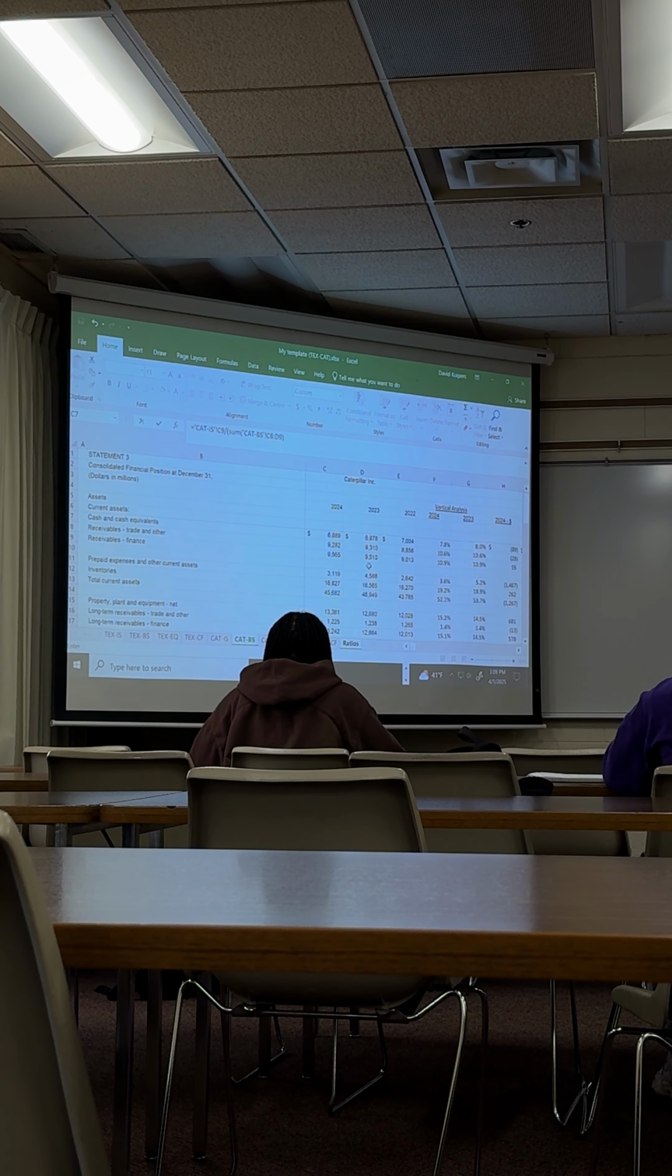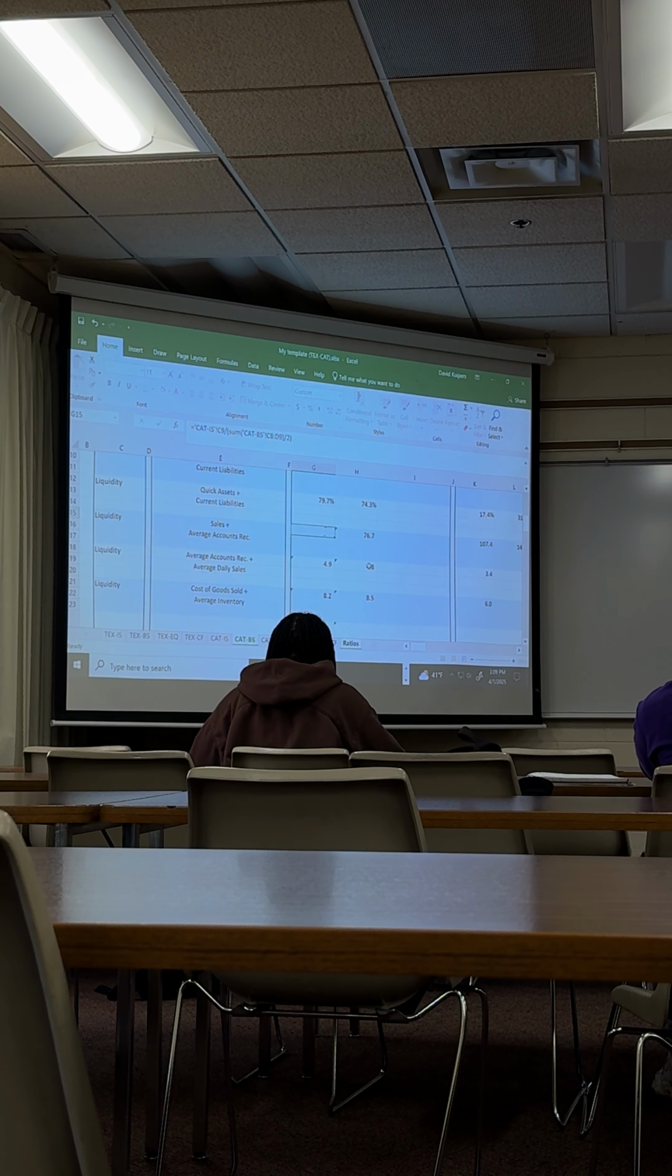Close your sum, / divide by 2, and close your parentheses. Then hit enter. You should get 3.4. Wow. Copy, paste formula, and you're done with 2023. Okay? Let's go to the next one.